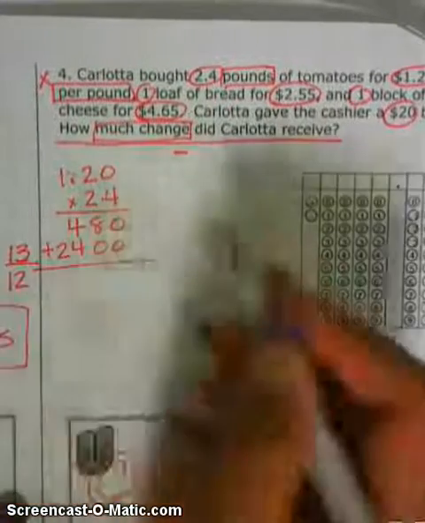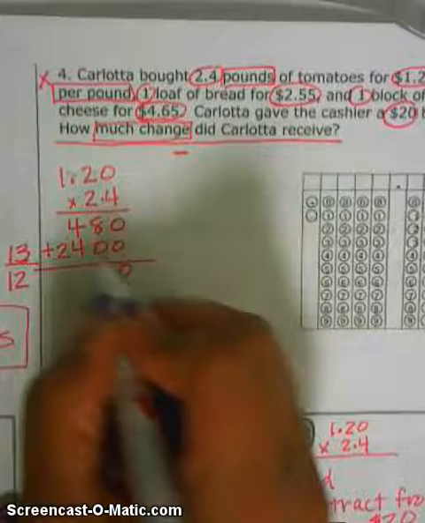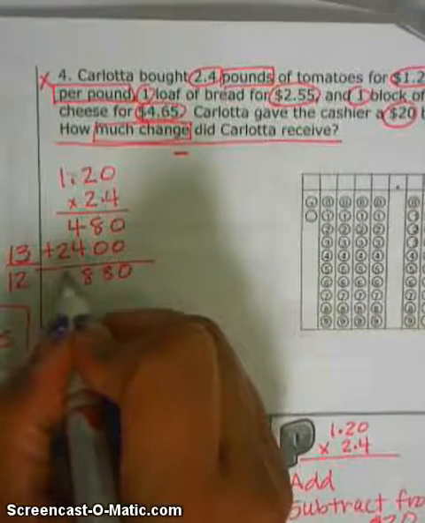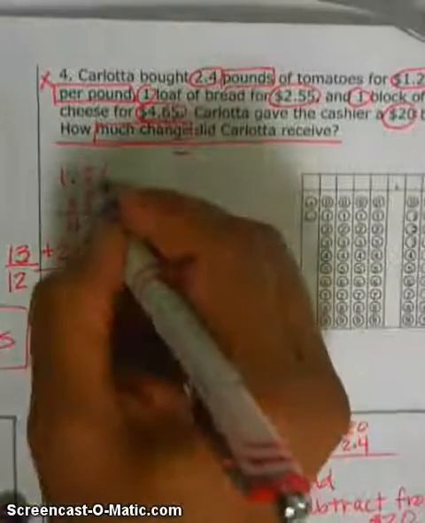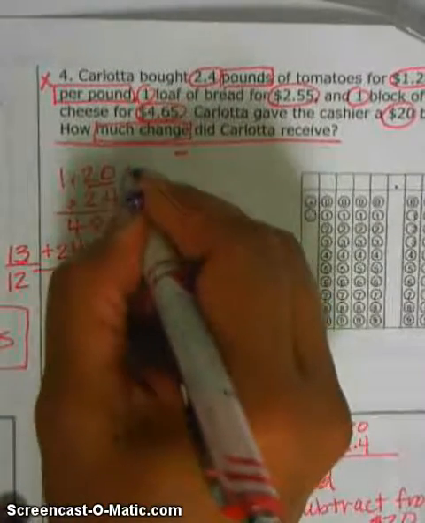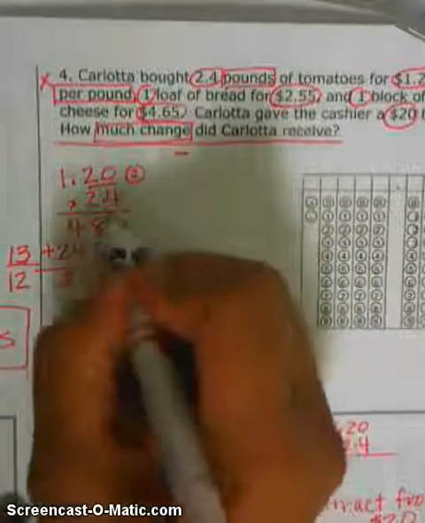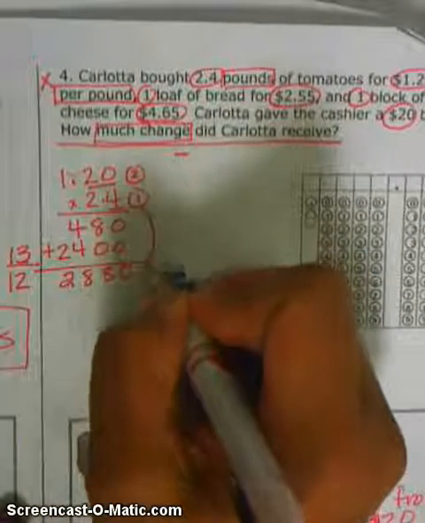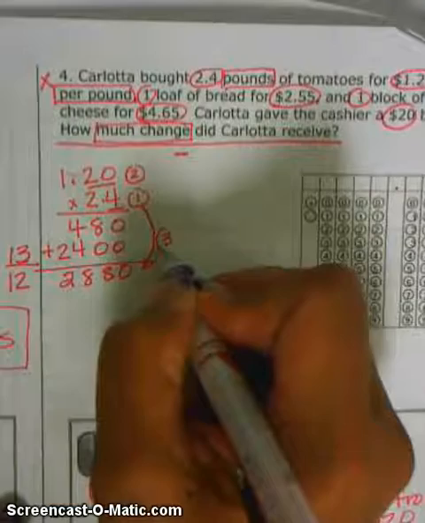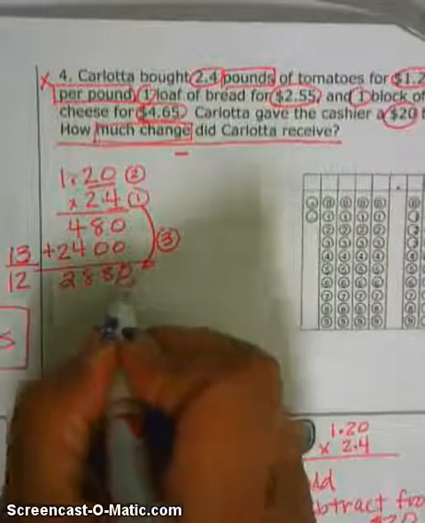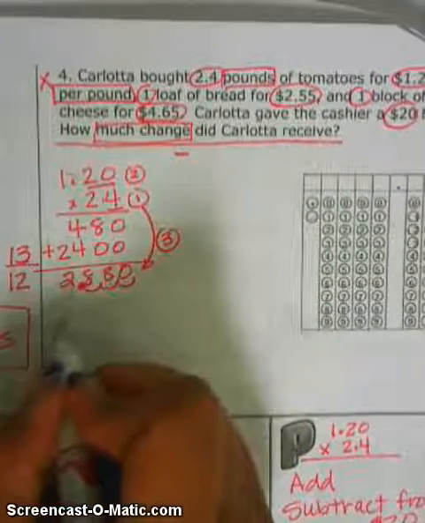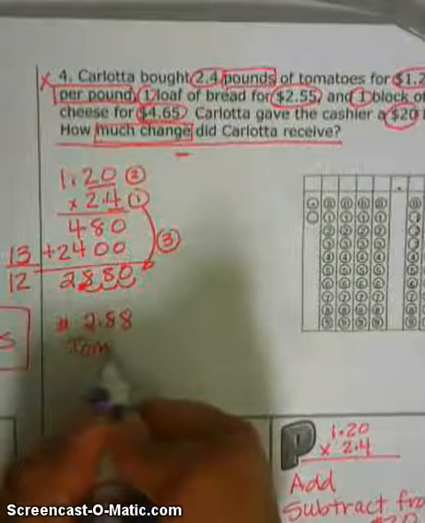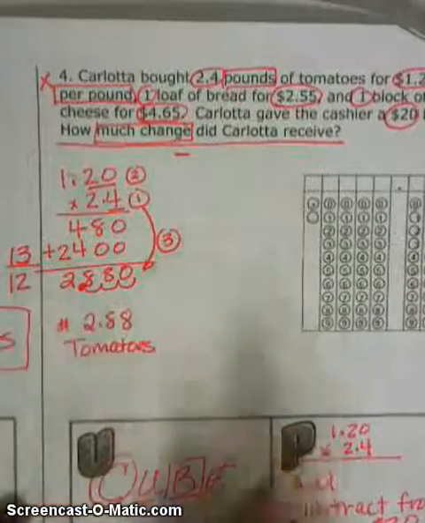So now I'm going to add my partial products. I get 0. 8 plus 0 is 8. 4 plus 4 is 8. And 2 plus 0 is 2. I have 2 decimal places in $1.20, and I have 1 decimal place in the 2.4 pounds. So when I add them up, I know that I need to move my decimal 3 places to the left. 1, 2, 3. And so she spent $2.88 for the tomatoes. So I'm going to put this here so I don't forget.